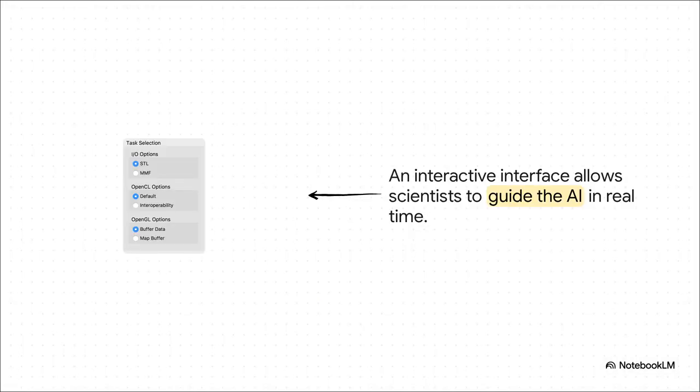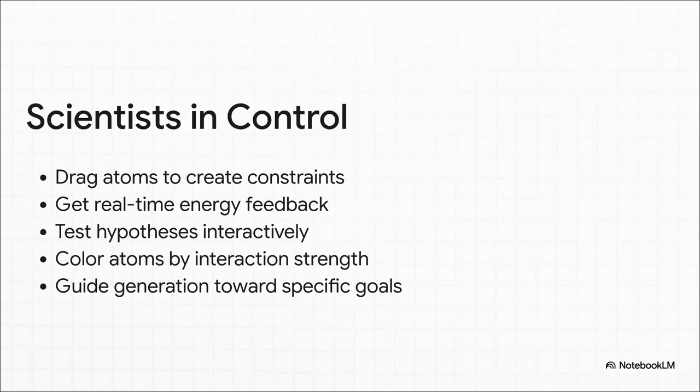But wait, it gets even better. This isn't just a push a button and cross your fingers kind of tool. Now scientists can actually collaborate with the AI in real time using this incredible interactive interface to guide the whole process. This is what puts scientists right in the driver's seat. They can literally drag atoms around on the screen to set constraints, see how it affects the molecule's stability in real time, and test out ideas interactively. It turns the AI from a black box into a true creative partner.